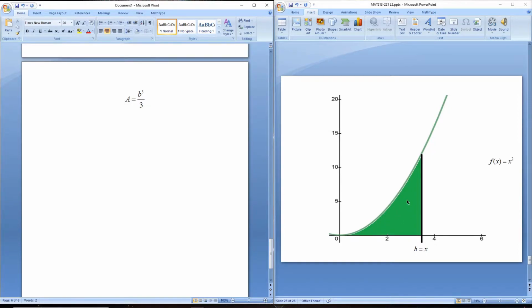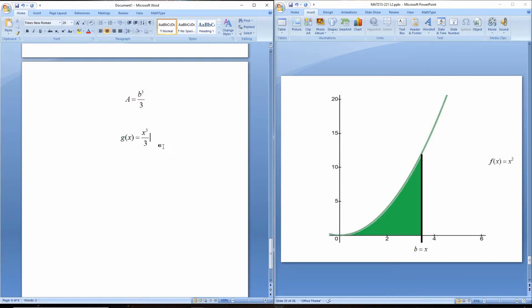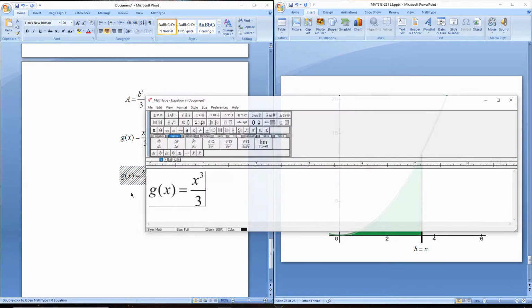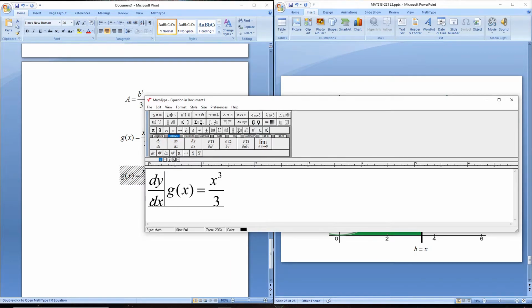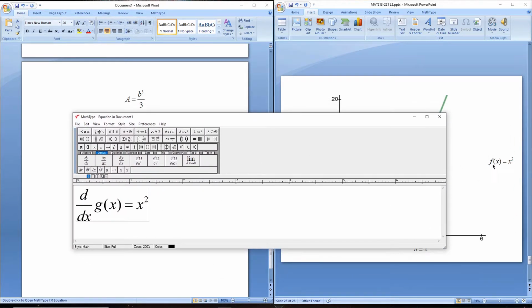This green area on the right is b cubed over 3. Now notice that b equals x, so that we can move that around. Let's say b equals x. We'll call this a function name. And again, notice, if we take the derivative of this expression, the derivative of x cubed over 3 is x squared, since the 3's cancel. And so we're just left with x squared, which is our starting function.